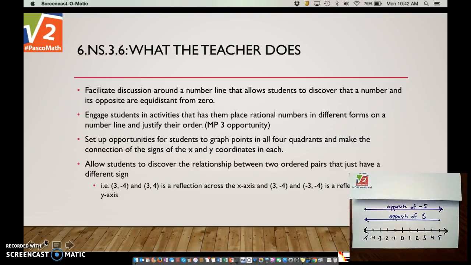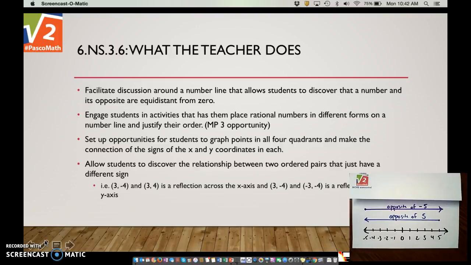Also, engage students in activities that have them place rational numbers in different forms on a number line and justify their order. So again, a math practice 3 opportunity here, where you can mix in some numbers like -3.5, 1, 4 2/10, -5, 9/2, and so you just give them 5 or 6 numbers in different forms and have them place those on the number line. And so they have to attend to order and the magnitude of the numbers for those.